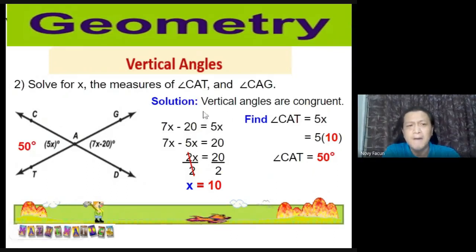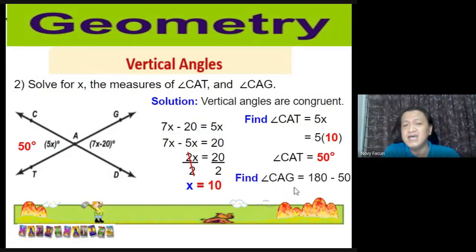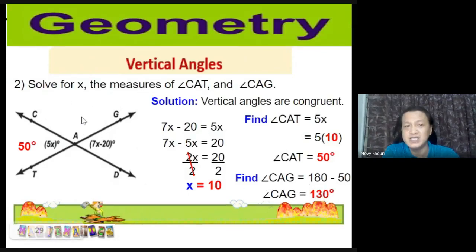So, ang tanong dyan, paano natin malalaman yung angle CAG, yung measure niya? So, anong concept kaya? Okay, that is linear pairs. So, they are related how? By the linear pairs. So, meaning, find angle CAG using the linear pairs, or the sum of two angles is supplementary sila. Kaya 180 minus 50. And the difference is 130. Yun yung measure ngayon ni angle CAG.